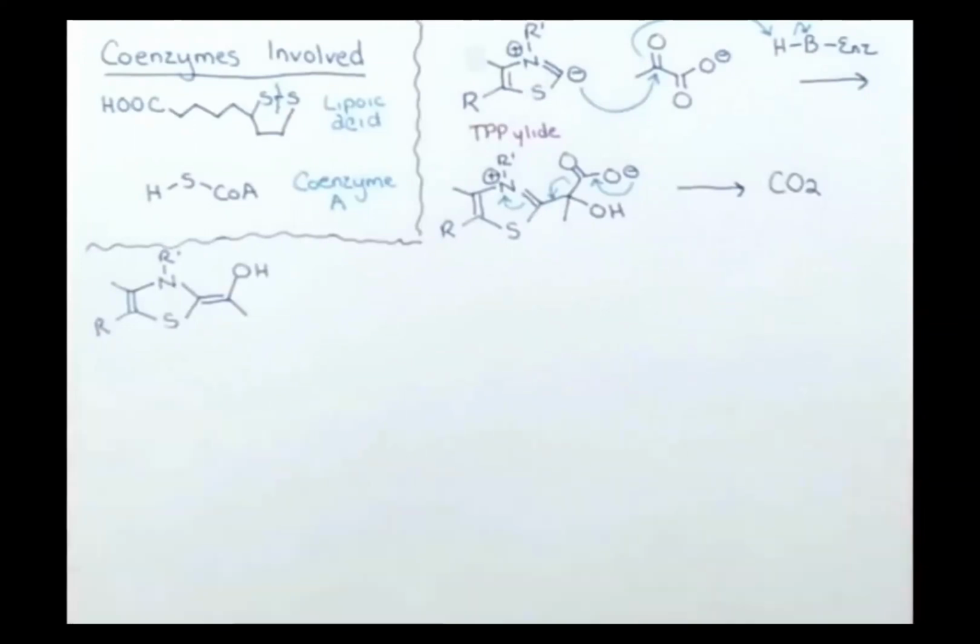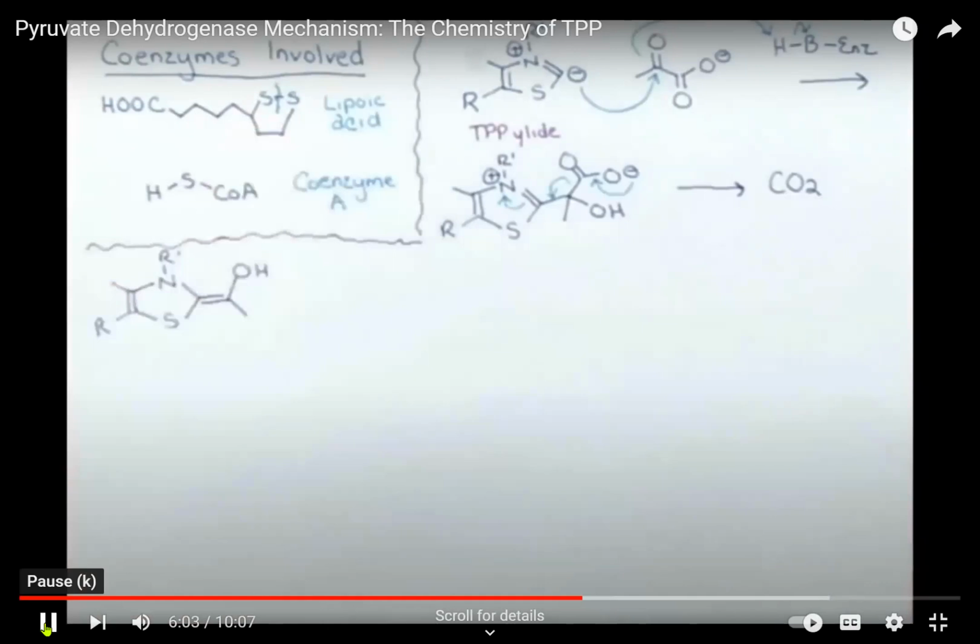At this point, we're going to bring in our lipoic acid or lipoamide coenzyme, and we're going to form a bond with the sulfur atom and cleave the sulfur.